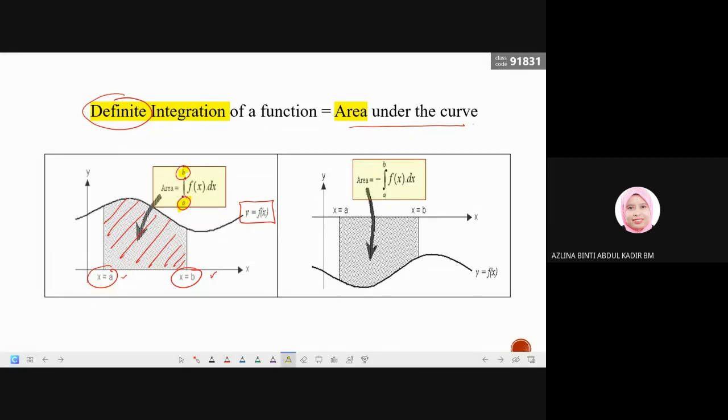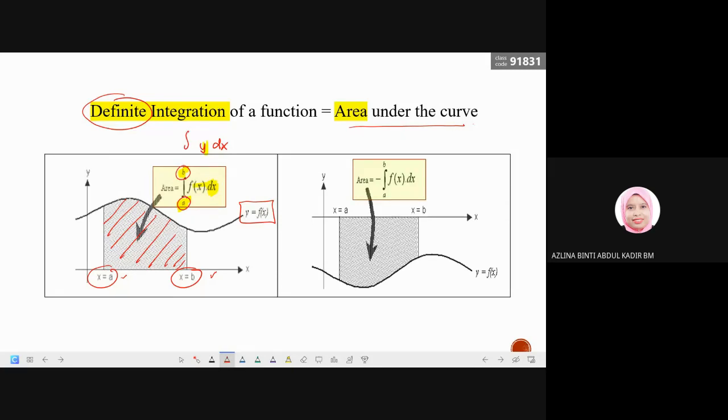Okay, then kita nak integrate respect to apa? Awak tengoklah apa value of A dengan B tu duduk dekat paksi X ke paksi Y? Dekat paksi X. That means we will integrate with respect to X, dx. So function dia adalah fx. Fx ni sebenarnya Y lah. So Y integrate respect to X.